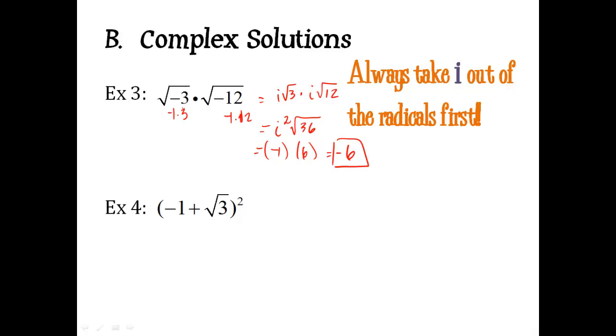If you just multiplied it, negative 3 times negative 12, you get a positive 36, and your answer would be incorrect because you would think it's just a positive 6, but it's not. You have to take the i, the imaginary part, out first.